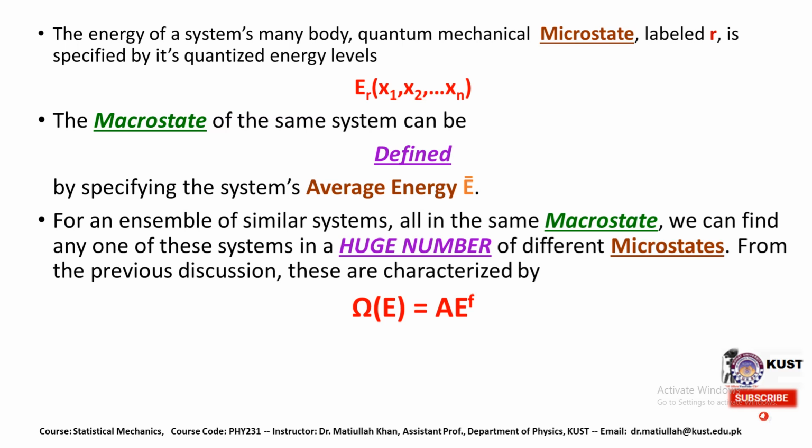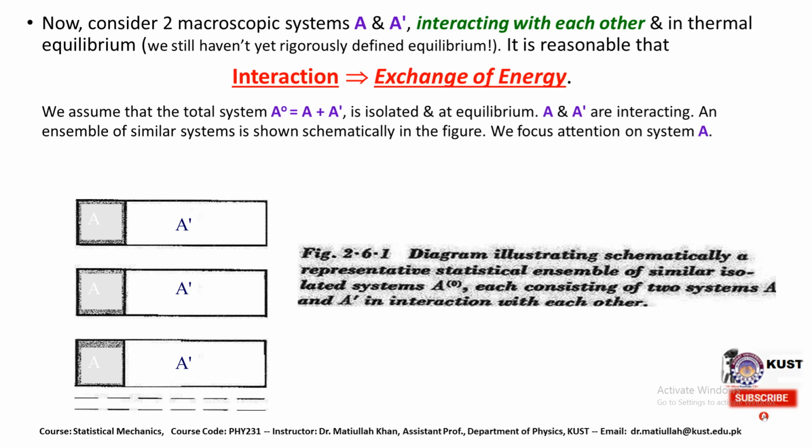So we already understood that there are many microstates that are possible and correspond to the same macrostate. From the previous discussion we already know that these are characterized by the simple equation, that is, sigma(E), the number of states available in that system, is proportional to E to the power f, where f describes the degrees of freedom of that particular system.